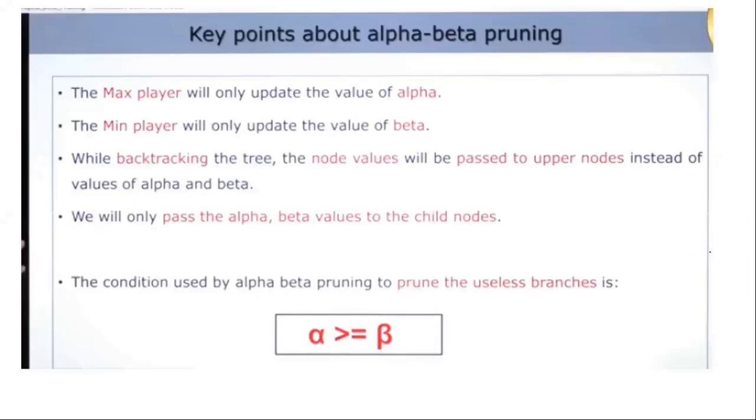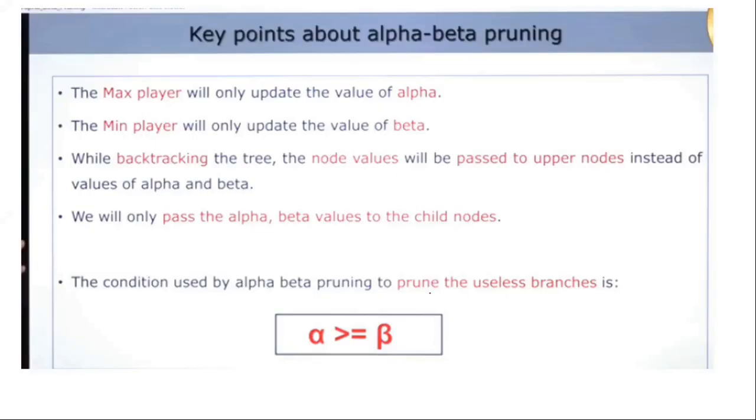Here is one more explanation in this particular slide. The max player will only update the value of alpha. The min player will update the value of beta. So we are using backtracking. While backtracking the tree, the node values will be passed to the upper nodes instead of the values of alpha and beta. And we will pass the alpha beta value to the child node. Always from the top node to the child node the value can pass. That you have to remember always. Up to down, that we have to remember.